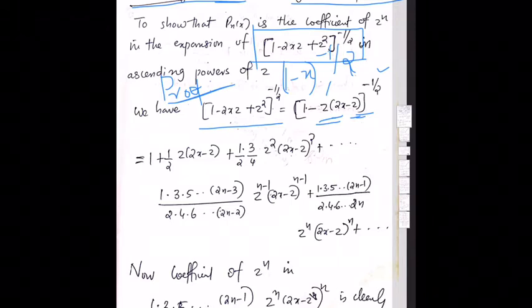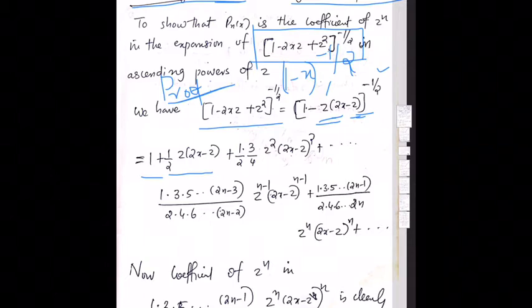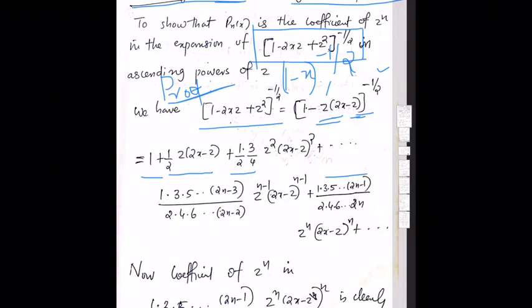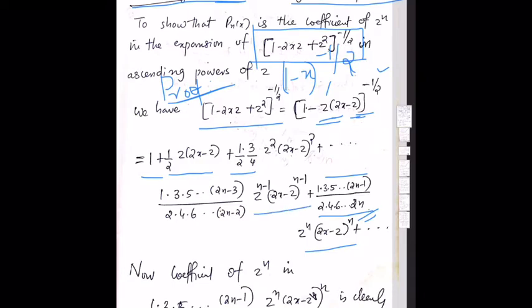We will get 1 plus half z(2x minus z) plus (1 by 2)(3 by 4) z squared (2x minus z) squared, and so on. The nth term is 1 into 3 into 5 up to 2n minus 1, divided by 2 into 4 into 6 up to 2n, times z raised to n, (2x minus z) to the power n. This is the nth term, and the previous term is this.